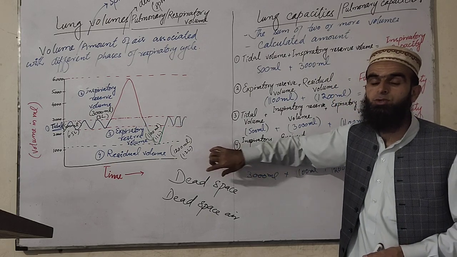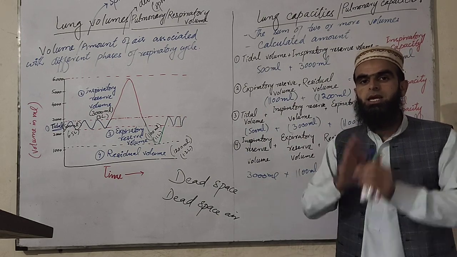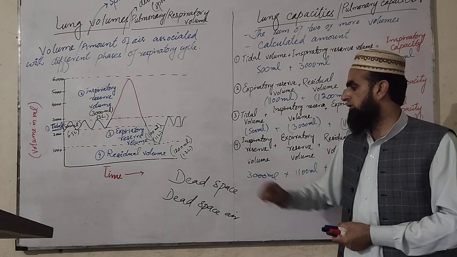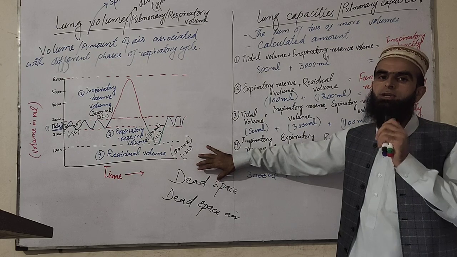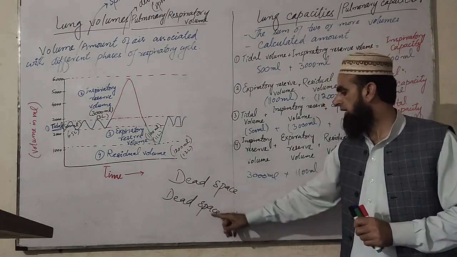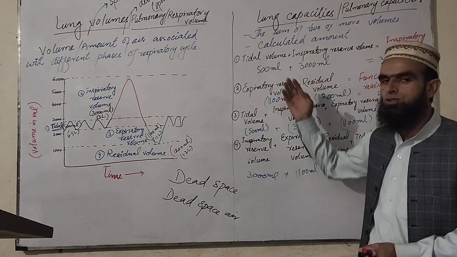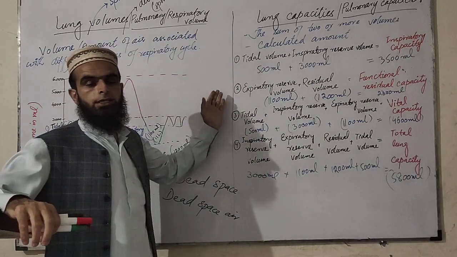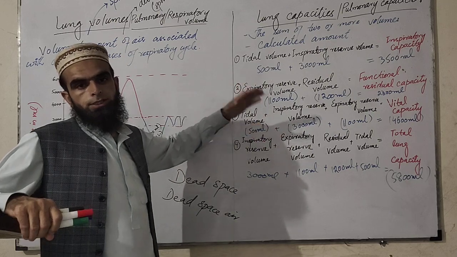This is the space which cannot be utilized during the exchange of gases. In this space, no exchange of gases takes place. This is the dead space, and the amount of air which is present in the dead space is called dead space air. So this is the whole story of the lung capacities and lung volumes which have been discussed here.